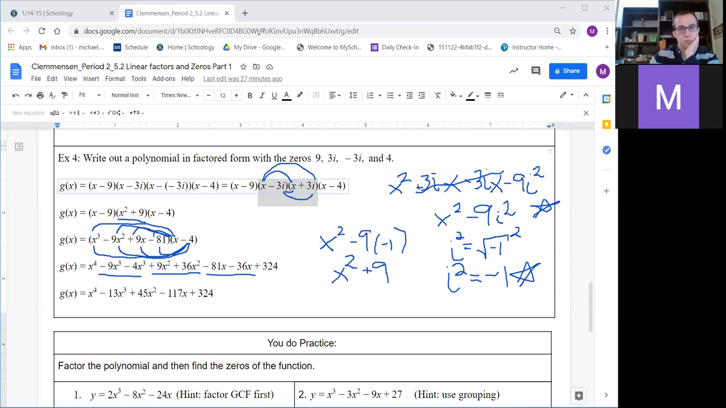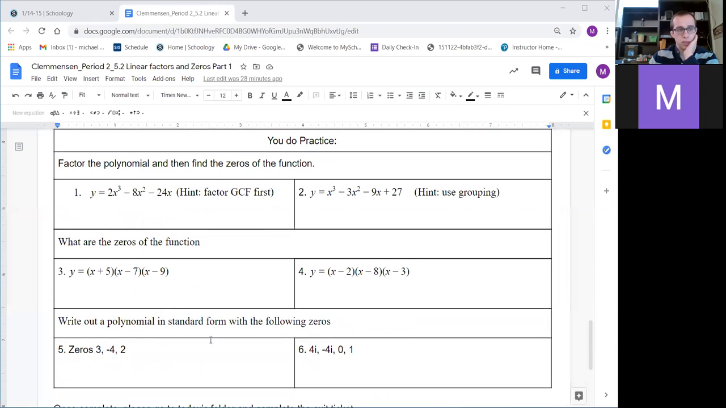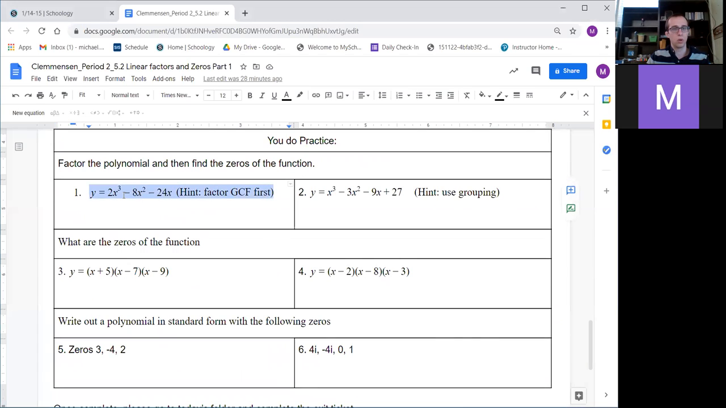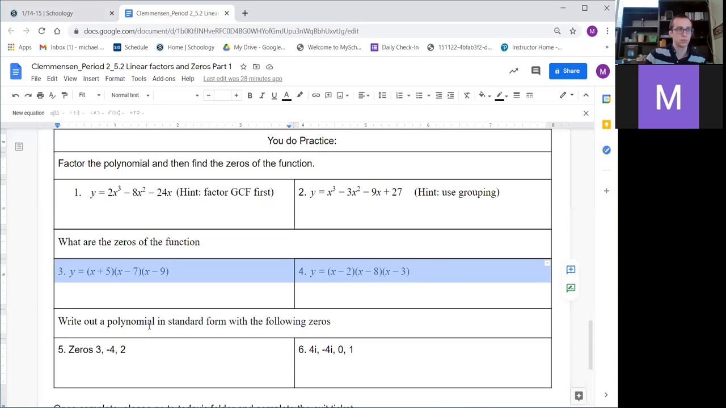All right. Let's move down to the you-do practice down here then. We have 6 problems right here. I will say you probably don't need to do all 6 problems. What I would rather you make sure you can do is at least number 1, and then at least one of these 2 down here. For your exit ticket, that's what you're going to be asked to do. So make sure you can do at least number 1 up here, one of these 2, and then at least one of these 2.